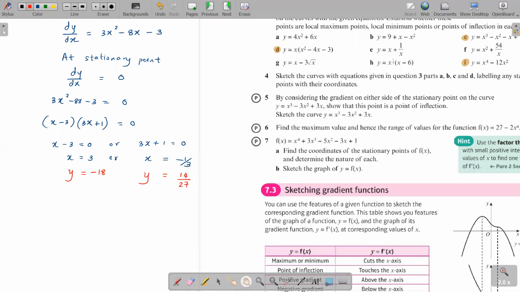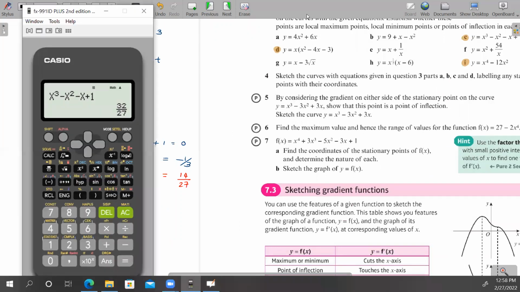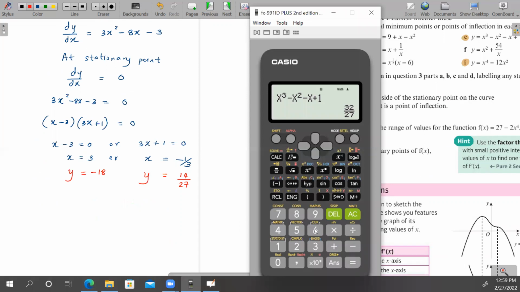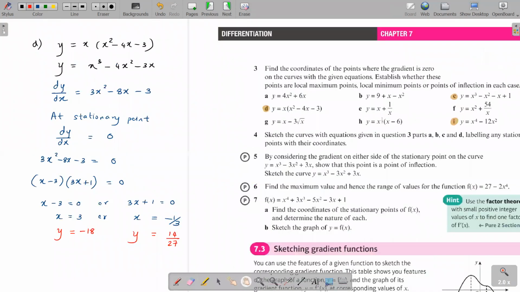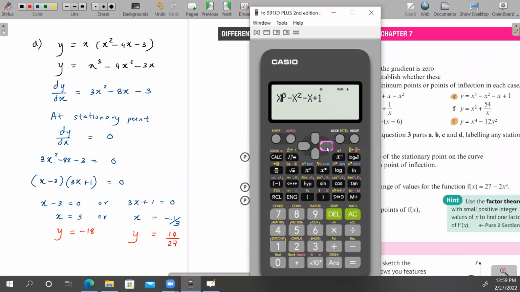Okay, let me check. Basically, you type in your calculator x cube minus 4x square minus 3x. X cube minus 4x square minus 3x. This is your y equation. So first replace x with 3. When x is 3, y is minus 18. And when x is minus 1 over 3, it's 14 over 27. It's correct. These answers are correct.